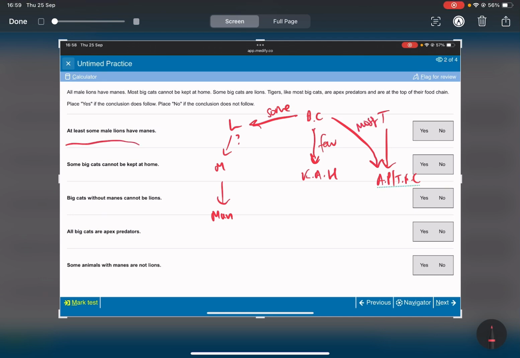Okay, so at least some male lions have manes. Yes. At least some means at least 2 to 99. Yeah, that's true. If it said some male lions have manes, that'd be wrong because all of them do.